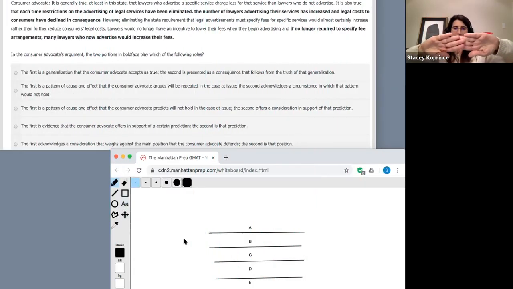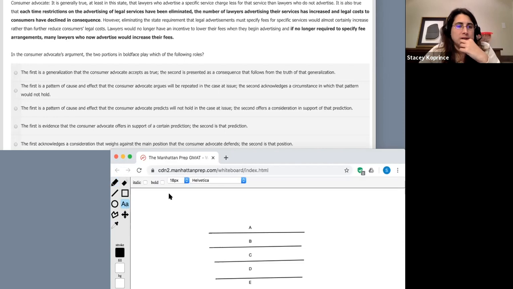All right, before we start, I have already set up my scrap paper the way I normally would before I start the section. Boldface. It is generally true. Okay.